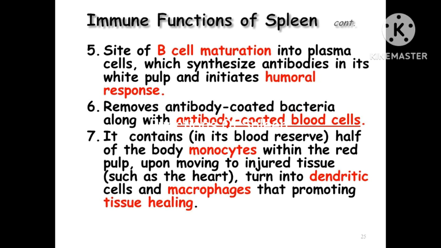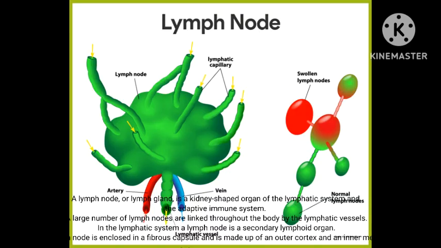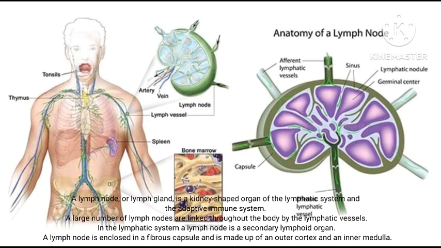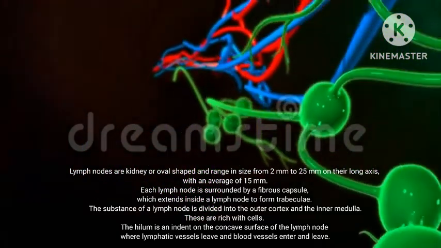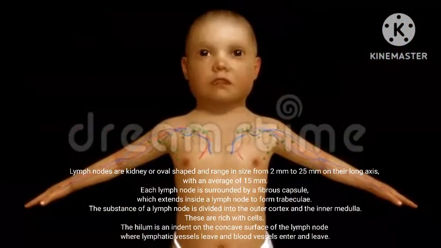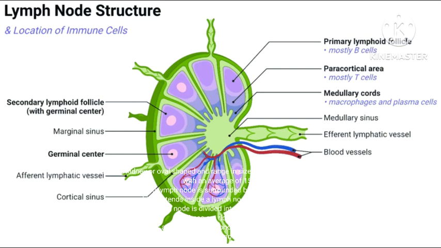in tissue healing. A lymph node, or lymph gland, is a kidney-shaped organ of the lymphatic system and the adaptive immune system. A large number of lymph nodes are linked throughout the body by the lymphatic vessels. In the lymphatic system, a lymph node is a secondary lymphoid organ. A lymph node is enclosed in a fibrous capsule and is made up of an outer cortex and an inner medulla. Lymph nodes are kidney or oval-shaped and range in size from 2 mm to 25 mm on their long axis, with an average of 15 mm.